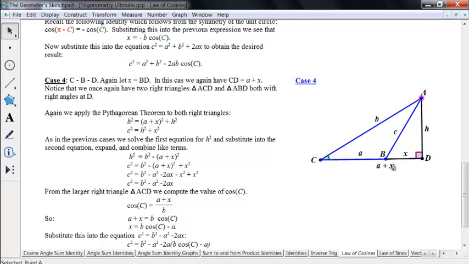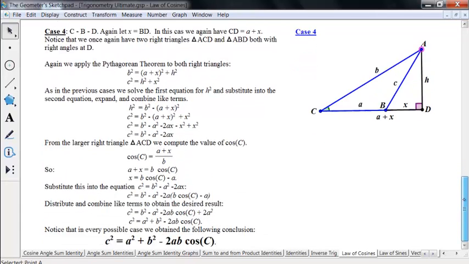Now let's look at angle C. Angle C, from the big triangle, the cosine is (a plus x) over b, excuse me, adjacent over hypotenuse. Okay, and so we have that. So let's see what we can do with that. Multiply both sides by b, and a plus x equals b cosine of c. So x is b cosine of c minus a.